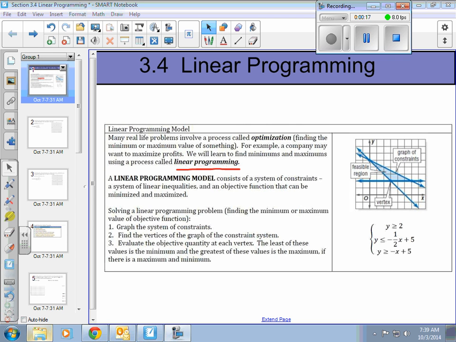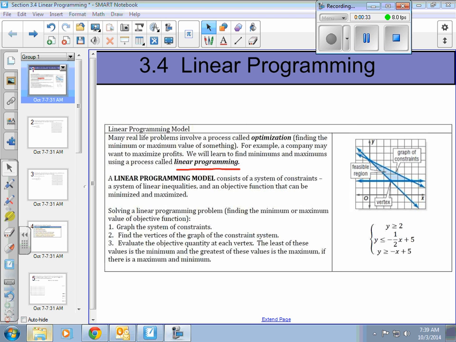So linear programming, what is it? Many real-life problems involve a process called optimization, so finding a maximum or minimum for something. For example, a company may want to maximize profits. We will learn to find minimums and maximums using a process called linear programming.